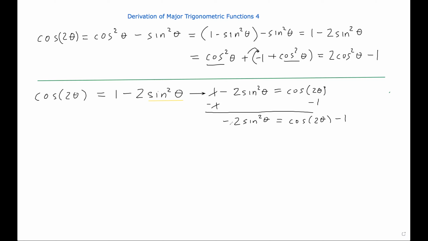Okay, we can now divide out this negative 2 from both sides. So the negative 2's on the left side cancel, and we're left with the sine squared theta, and that's set equal to minus cosine twice theta minus 1 over 2.